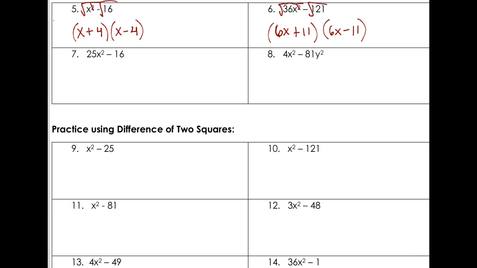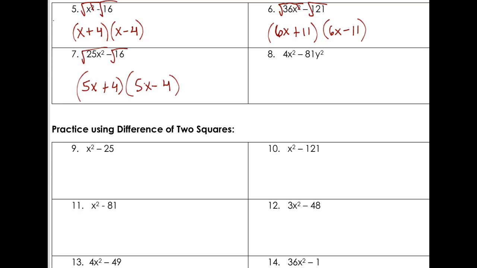I'm thinking, once again, difference of two squares. So, can you take the square root of 25? Yes, you can. Can you take the square root of 16? Yes, you can. So let's do that. Square root here, square root there. Square root of 25 is 5. Square root of x squared is x. Square root of 16 is 4. 5x plus 4, 5x minus 4. Y'all should be pretty much getting this at this point.